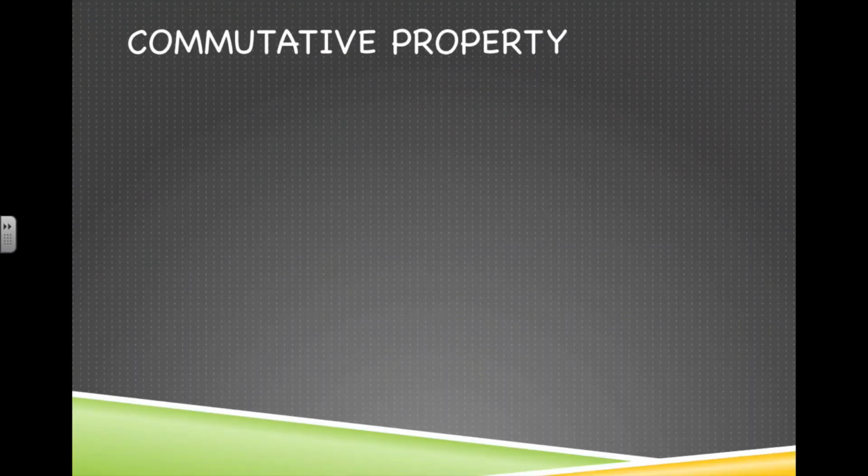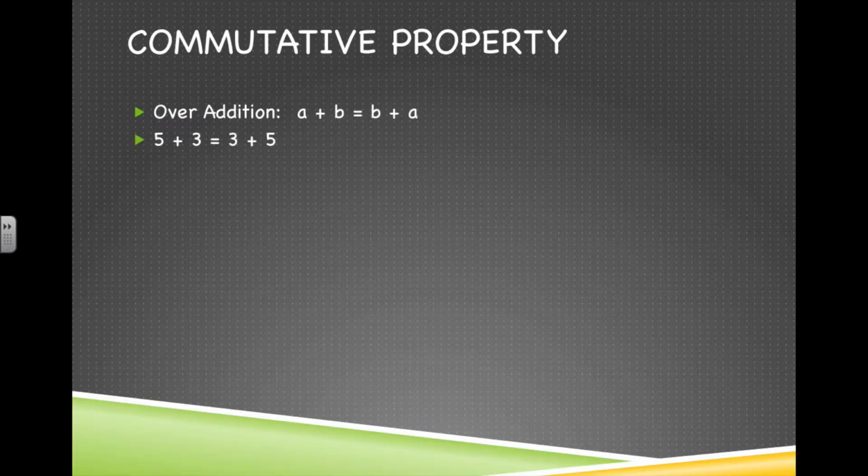First we have the commutative property. Like I was saying, you're going to first see it over addition, and it says that a number A plus a number B is also equal to the same number B plus that same number A, just switched. You can easily see, for example, 5 plus 3 is the same as 3 plus 5. We all believe that 8 is equal to 8.